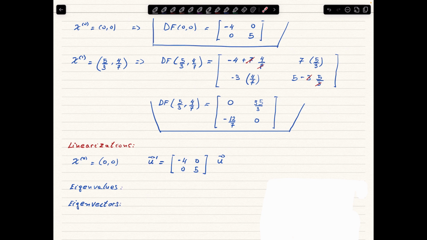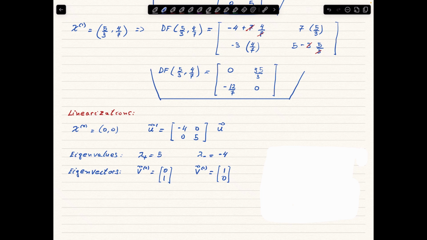For that system, we don't need to compute anything. Everything is given right there. The eigenvalues: we have a positive eigenvalue lambda plus, which is 5. Then we have a negative eigenvalue lambda minus, which is negative 4. And then the corresponding eigenvectors: v plus is going to be 0, 1, so it's a vertical pointing up eigenvector, and then v minus is going to be 1, 0. And you see from here that for this critical point, the solution u equal 0 is going to be a saddle node.